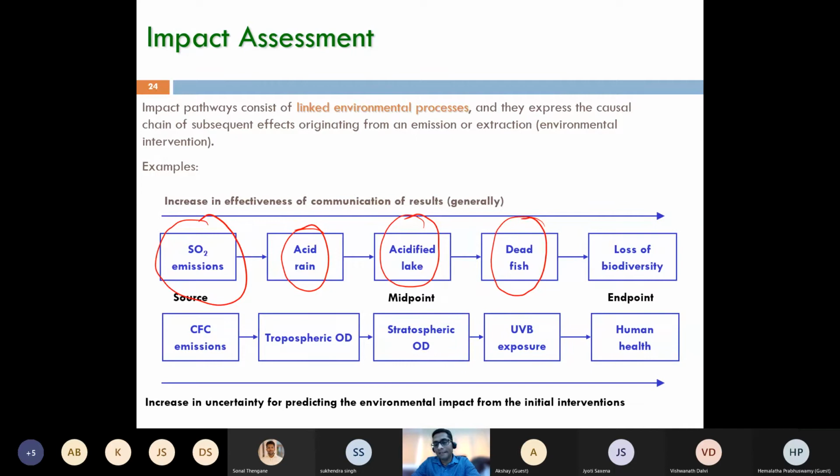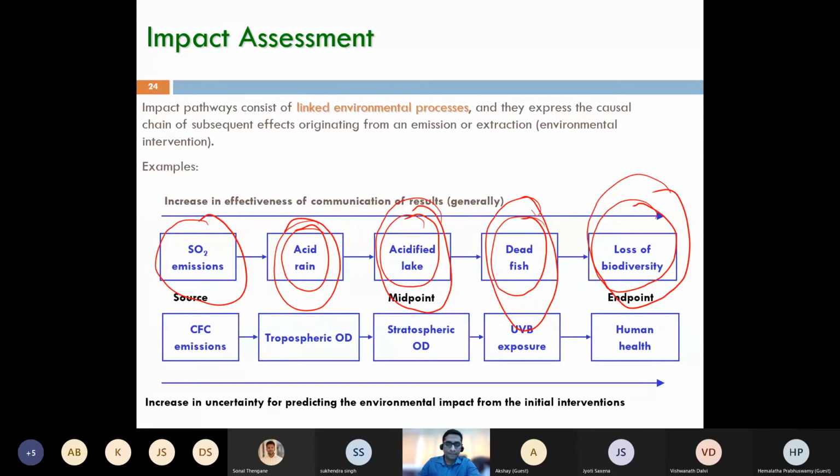And when the diversity in the lake is finished, it leads to a loss of biodiversity. A lot of fish have become endangered or extinct. So to repeat again, you have the sulfur or SO2 that you release to the atmosphere. It could cause acid rain. This acid rain could acidify the lake. This acidified lake could lead to death of the fishes, and this death of fishes might lead to extinction of certain fishes, which might lead to loss of biodiversity.